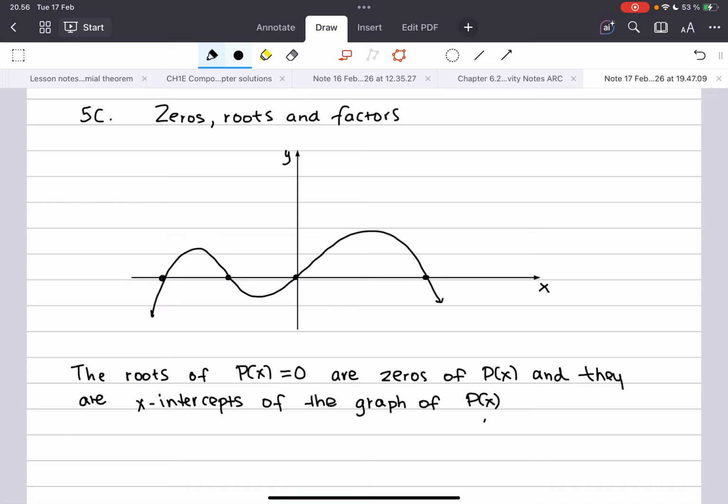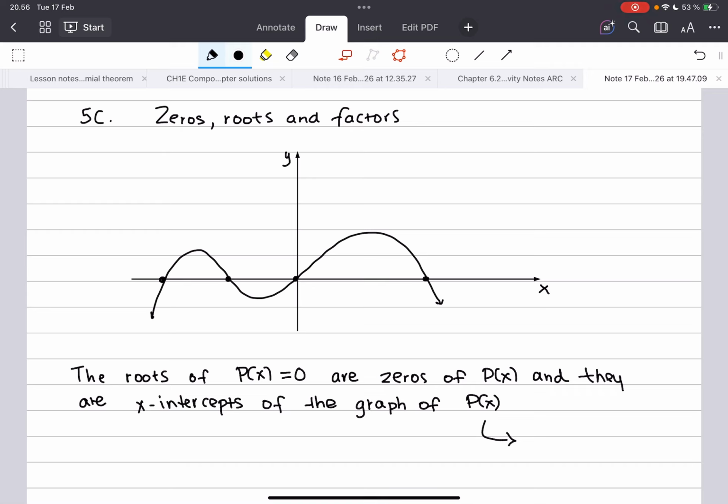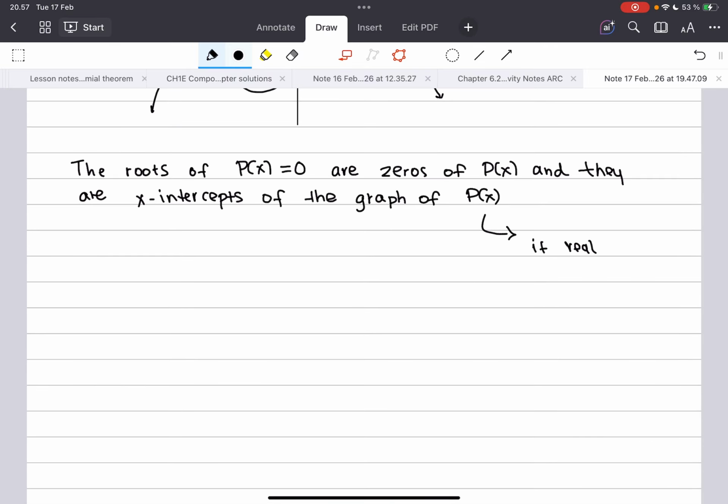Of course, that's the case only if they are real, because if your zeros are complex numbers, then you cannot represent them on the x-axis, so they don't appear as x-intercepts, right? So let's see two examples. Example 1.